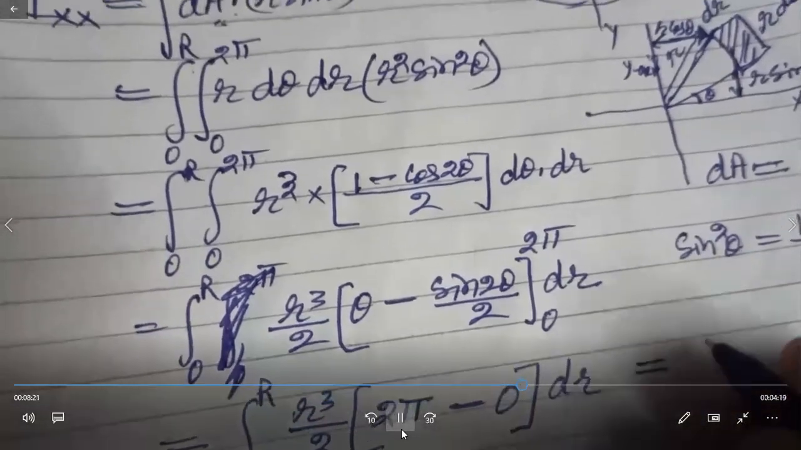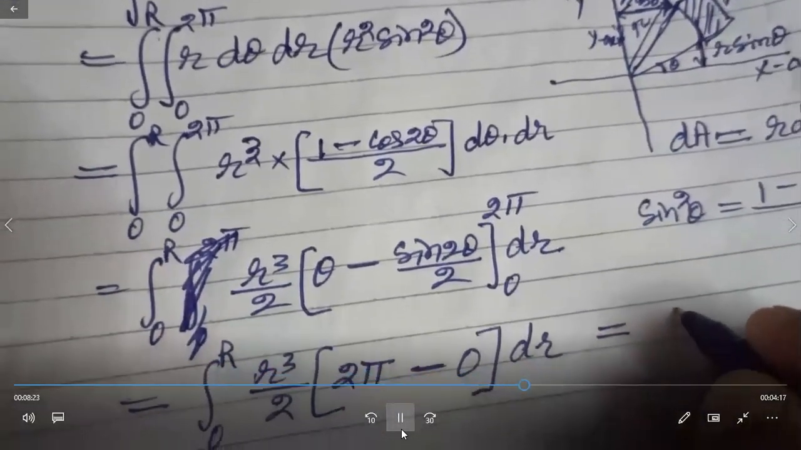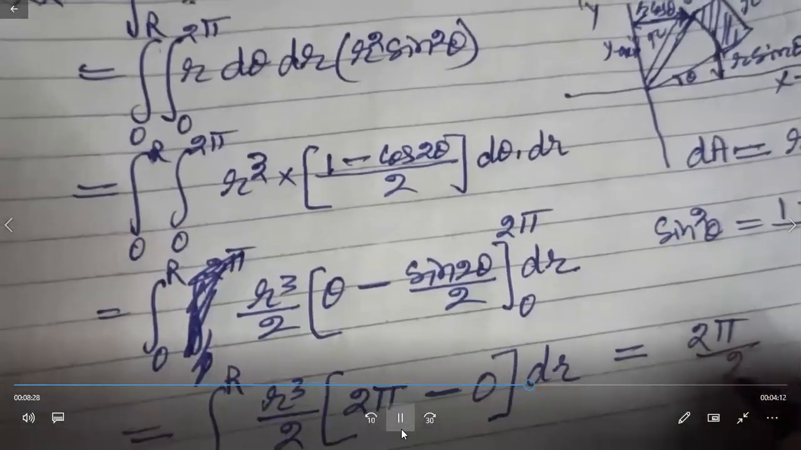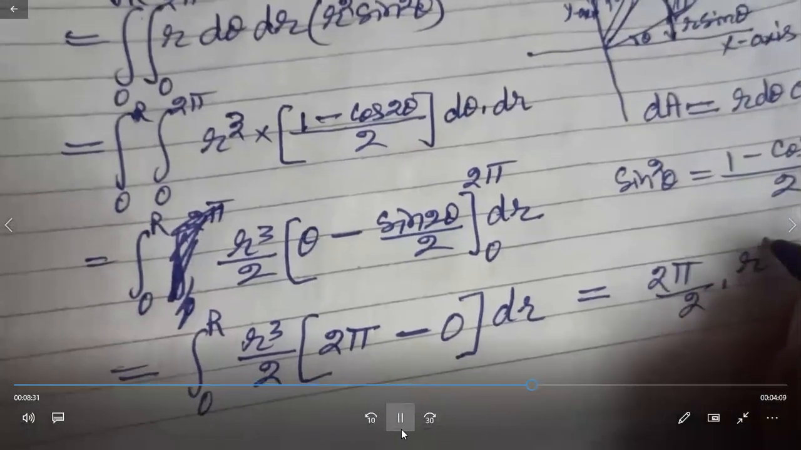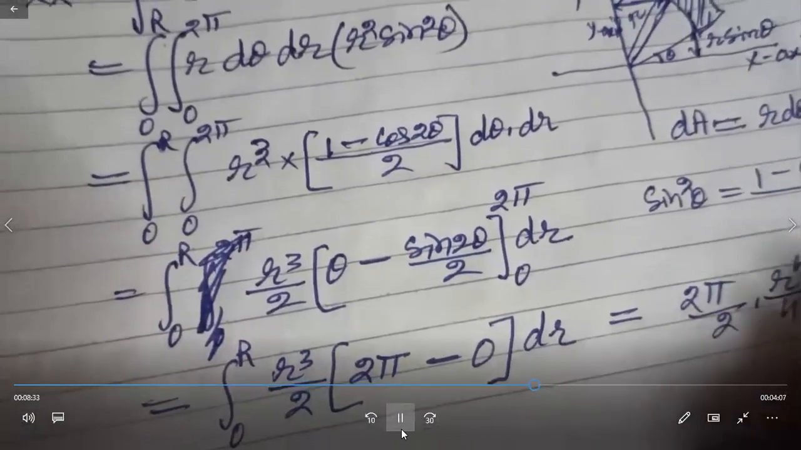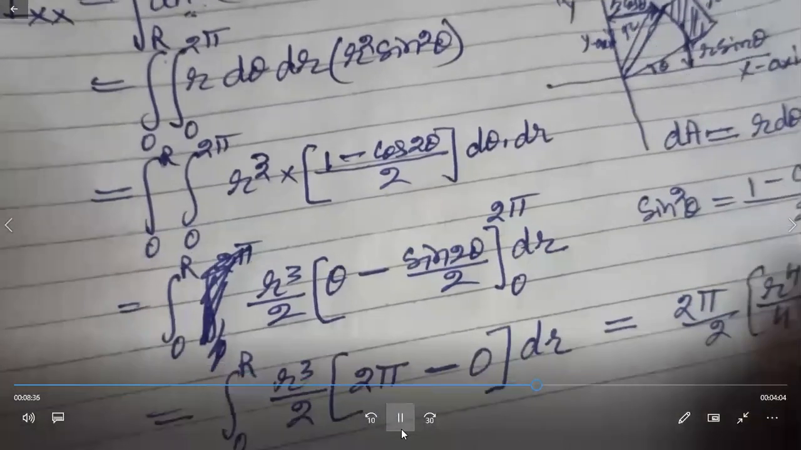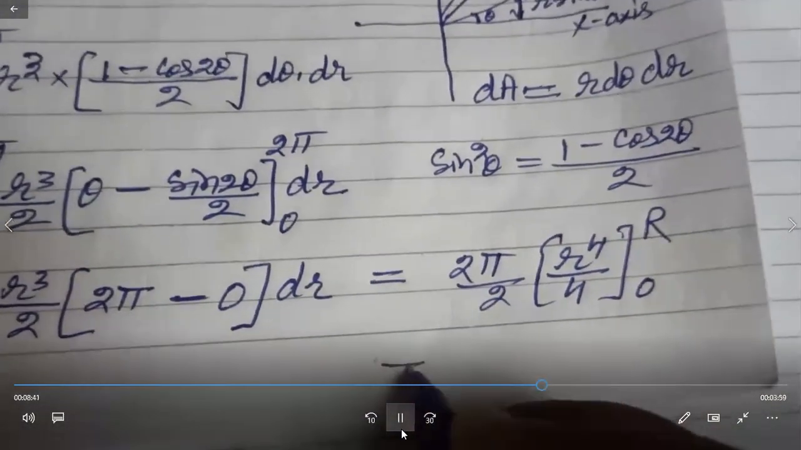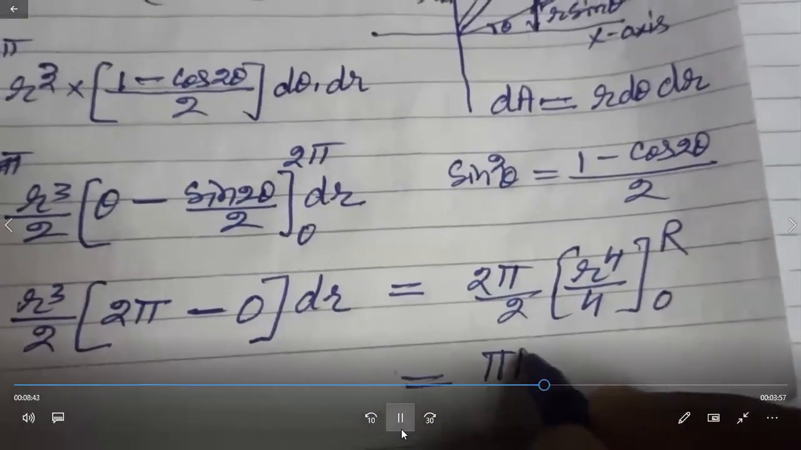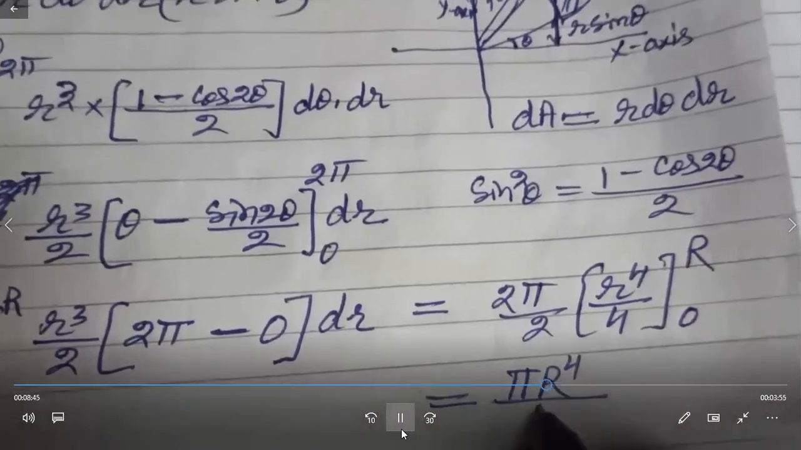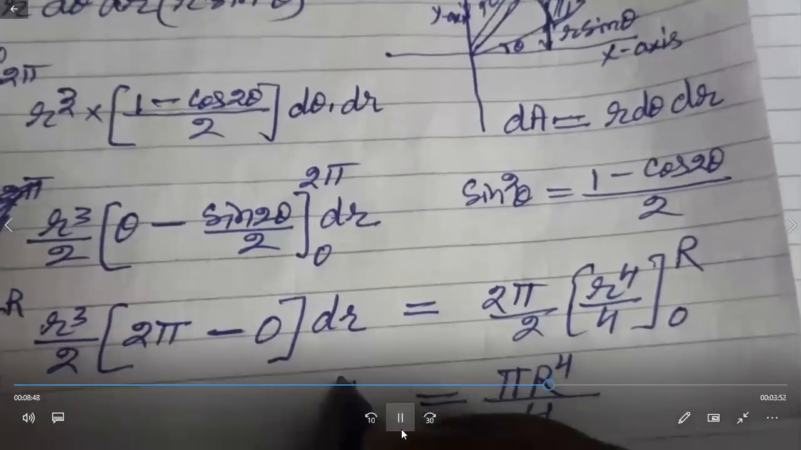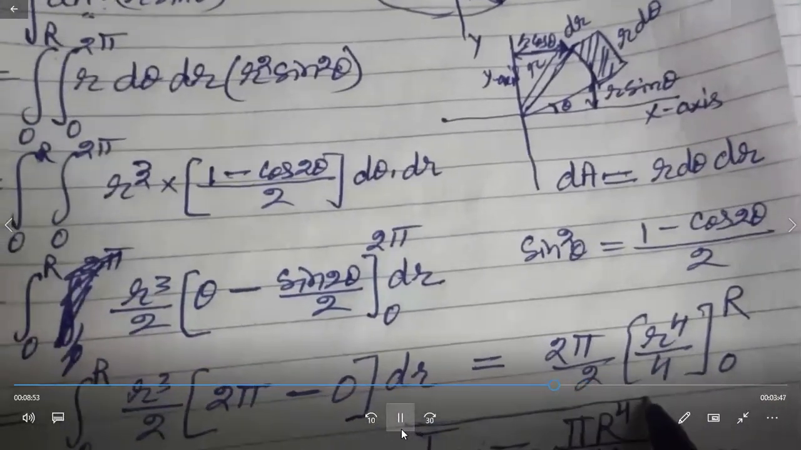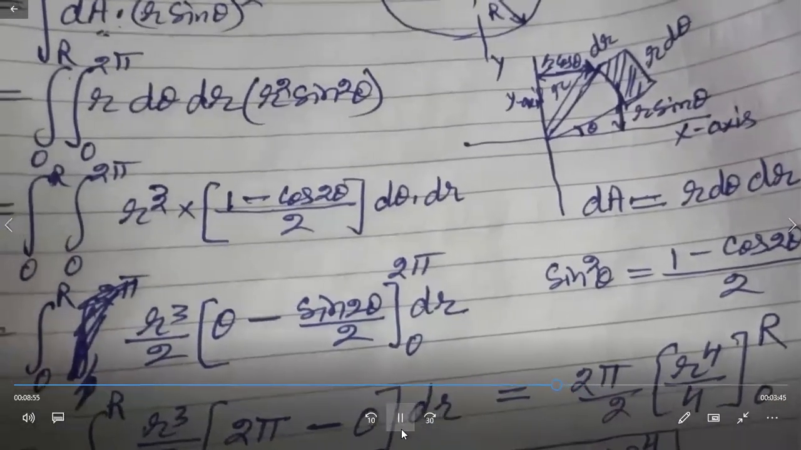So on integrating it, 2 pi divided by 2 into r to the power 4 upon 4, and the limit is 0 to capital R. So on putting the limit, this will give you the value pi r to the power 4 upon 4. This is Ixx. So this is Ixx.